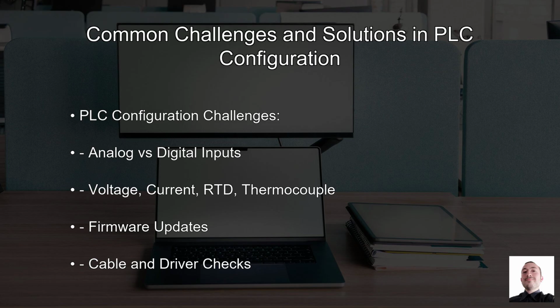Another challenge is understanding the type of analog inputs needed, whether they are voltage, current, RTD, thermocouple, or thermistor. Misconfiguration here can lead to inaccurate readings and system failures. To troubleshoot, verify your module connections and ensure your PLC firmware is up to date. For digital inputs, confirm the correct voltage levels and signal types. If you encounter error codes, such as a communication failure, check your cable connections and driver installations. By meticulously following these steps, you'll ensure a robust and reliable PLC configuration.